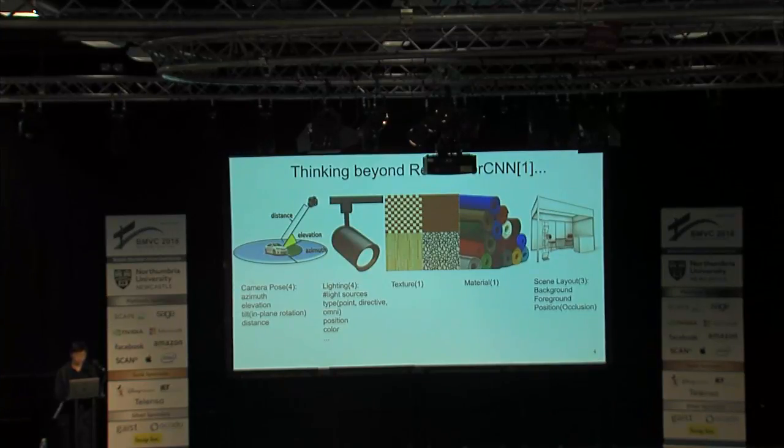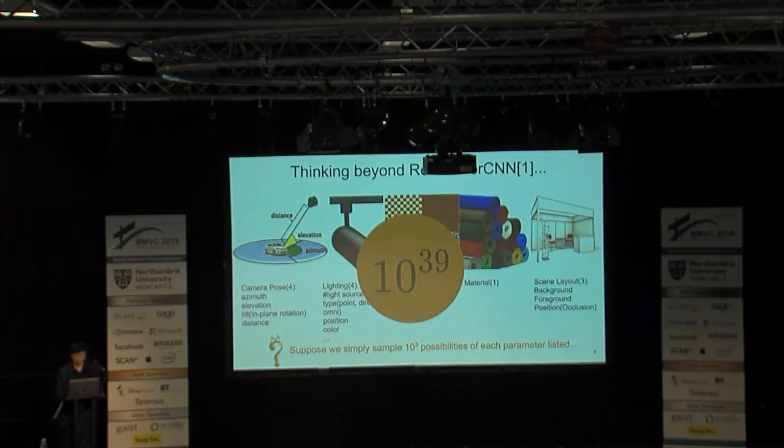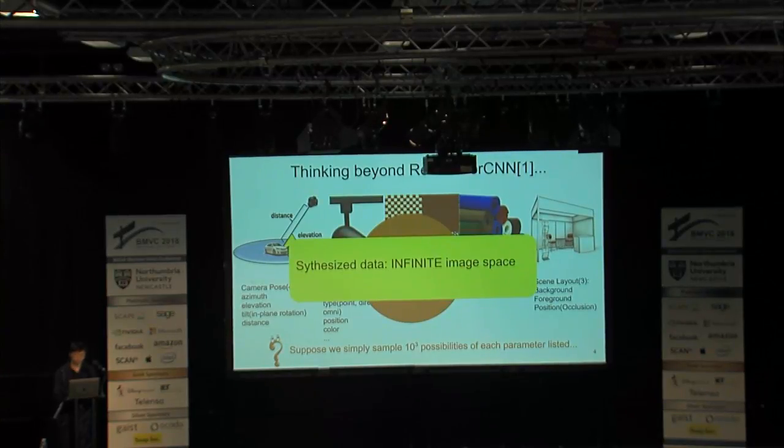There are numerous parameters that turn a virtual scene into a static image. For example, camera pose: we have azimuth, elevation, tilt, and distance, and the same for lighting, texture, material, and scene layout. Suppose we simply sample 1,000 possibilities of each parameter listed. Would you like to guess how many images we can generate? Yeah, that's 10 to the 39th. But remember, they are just samples from the virtual worlds. So what we are facing here is an infinite image space.